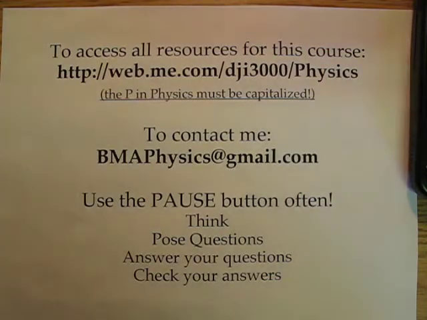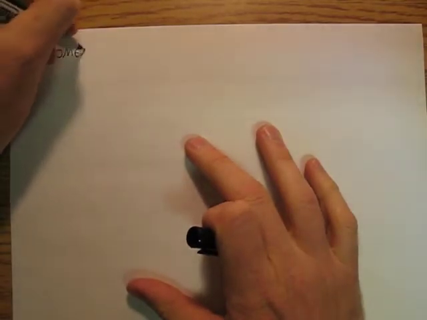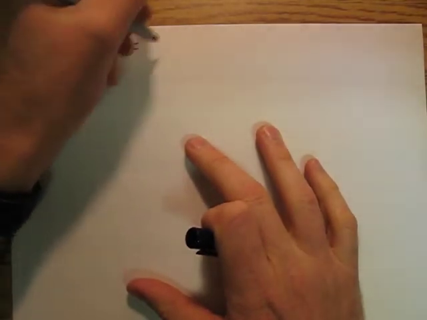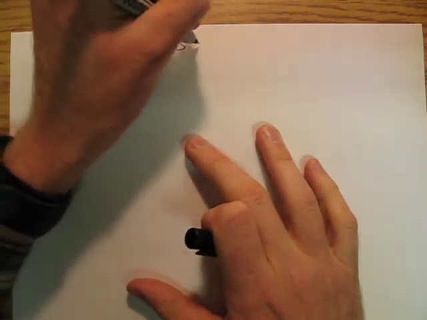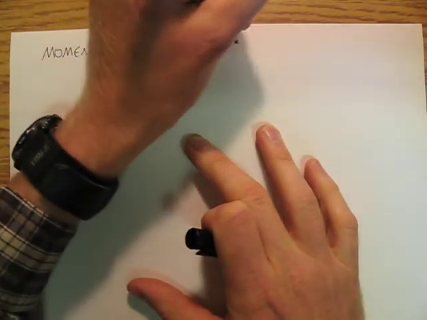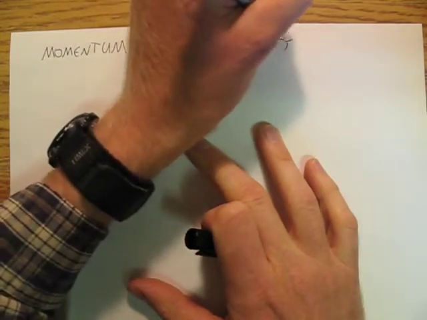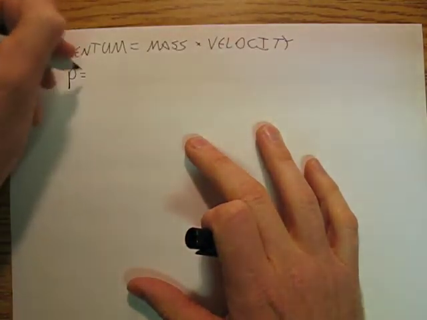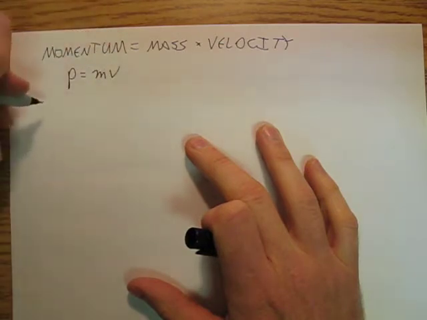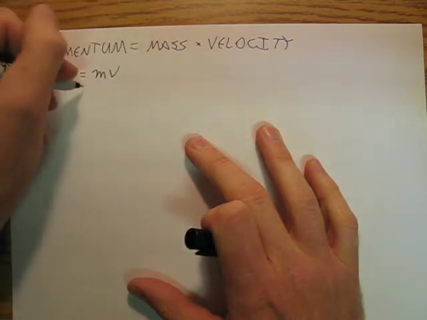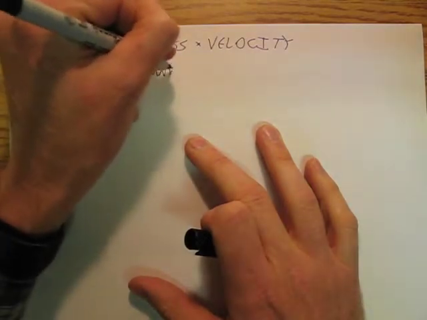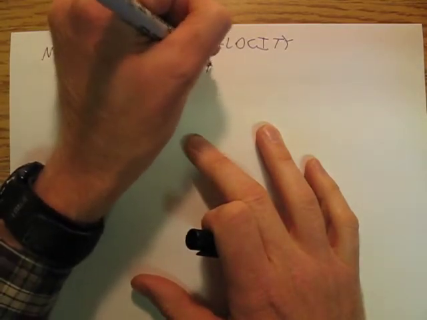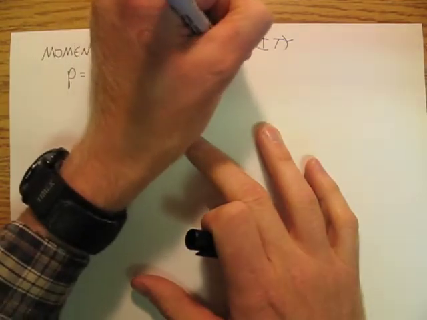Okay, so now we're going to start looking at doing some calculations with momentum. And so once again, just to get it out on paper, momentum is mass times velocity. And so we're going to say little p equals mv. And the units on that are going to be kilogram meter per second.